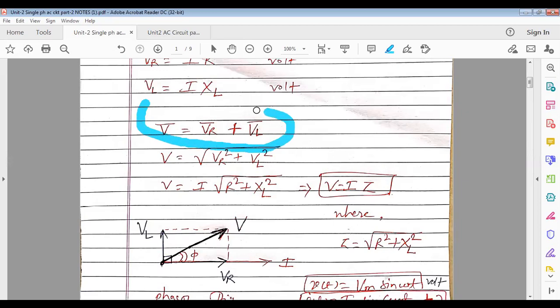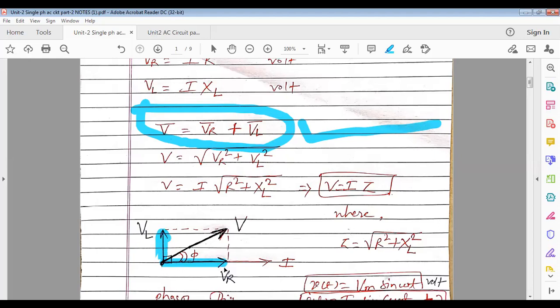Now this one is clear, I, VR and VL representation. Next, this equation we will use: the phasor sum of VR and VL is V. So how can I represent V here? What you have to apply to represent V? Resultant of VR and VL. Vector addition by rectangular tool. Correct, means the law of parallelogram. You can apply the law of parallelogram here.